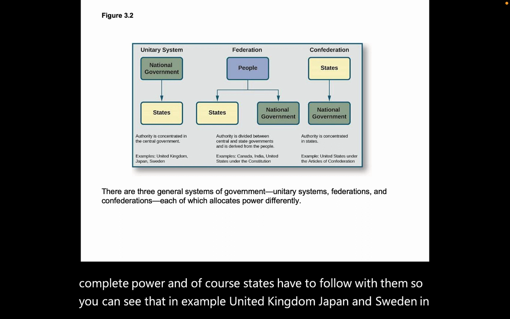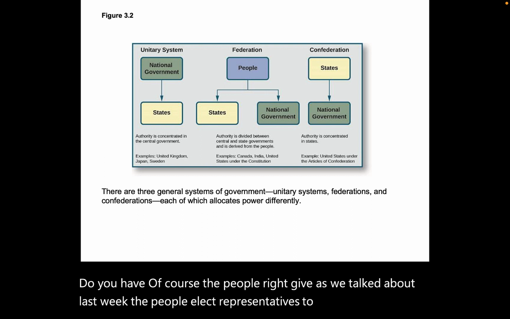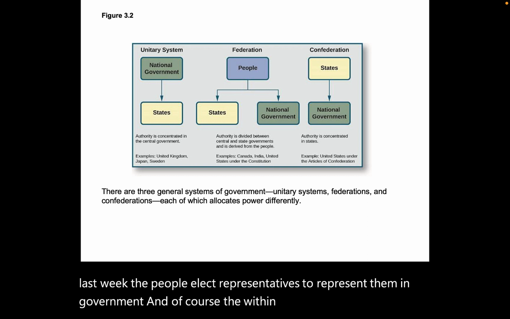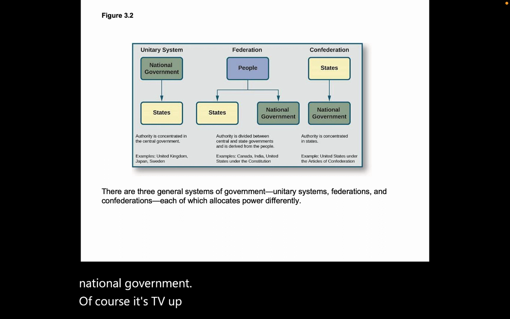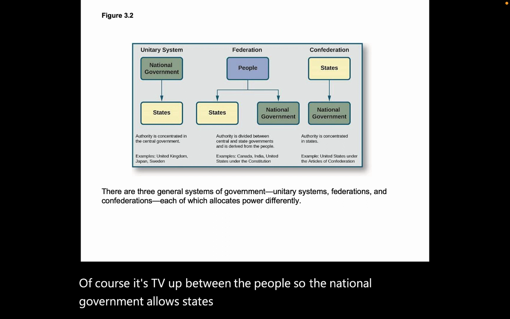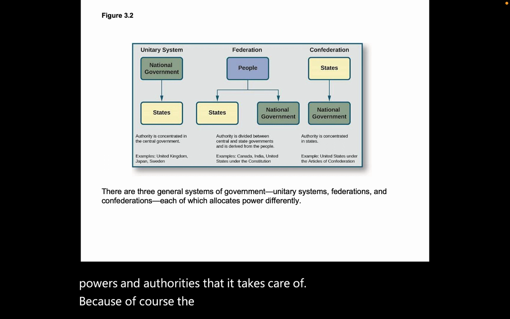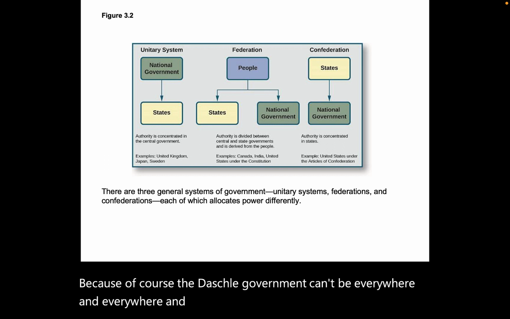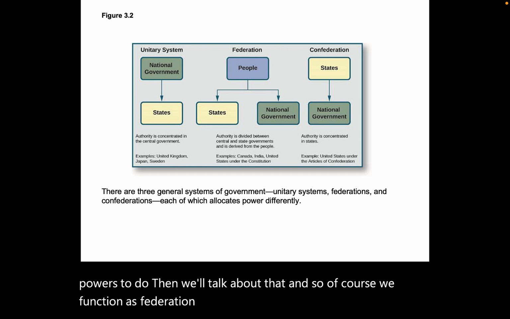In a federation, as we talked about last week, the people elect representatives to represent them in government, and the power is divided between states and the national government. The national government allows states to have powers over certain issues, but the national government has its own powers and authorities. It can't be everywhere and can't regulate every single state, and that's why in a federation the states are given some powers to do that, and we'll talk about that. So we function as a federation, and Canada also functions as one.